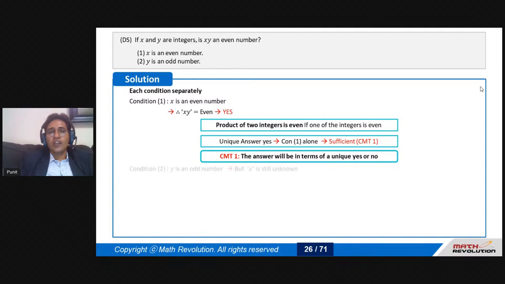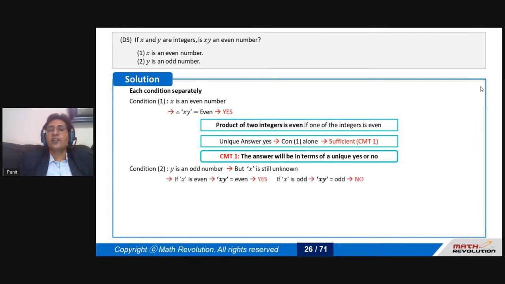If I check condition number 2, which says y is an odd number, I'm not sure about what x is. If it happens to be even, then xy is even. If it happens to be odd, then xy would be odd. And here I have seen students making a mistake. They take condition number 1 also and mix it up.